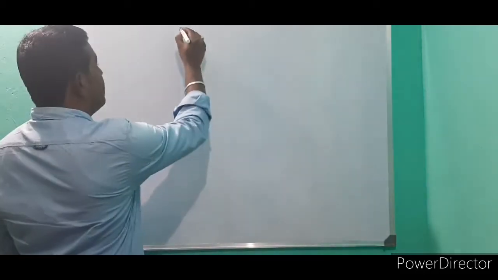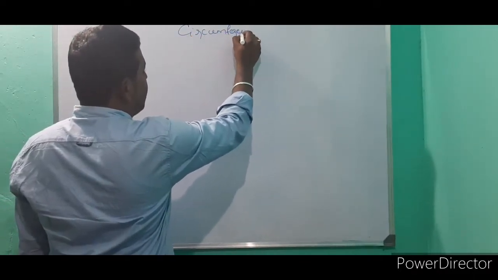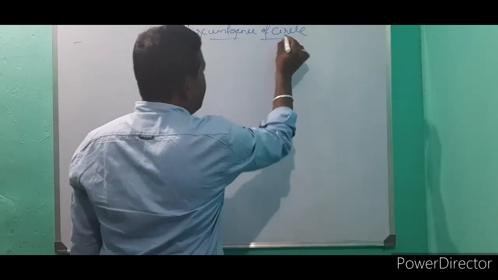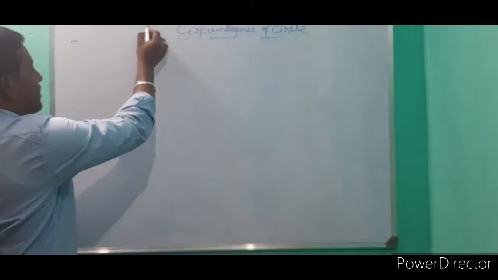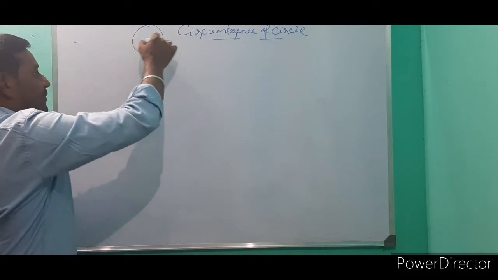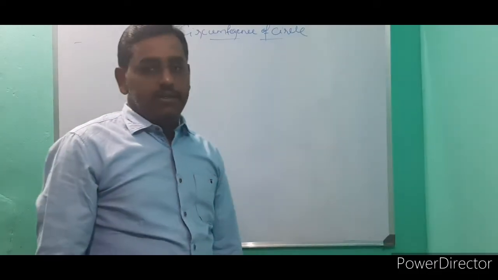In our last class, we discussed the area and perimeter of special types of quadrilateral. In today's class, we are going to discuss the circumference of a circle. Do you know what the circumference of a circle means? If you draw a circle, the length of the boundary line is called the circumference of the circle.